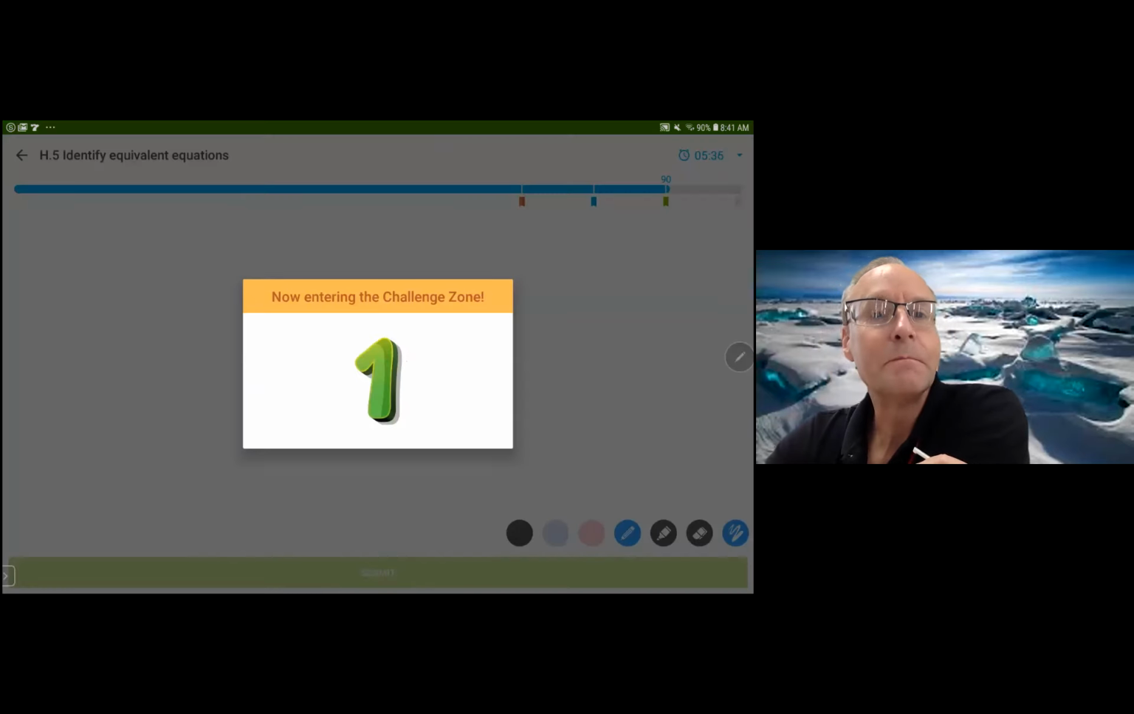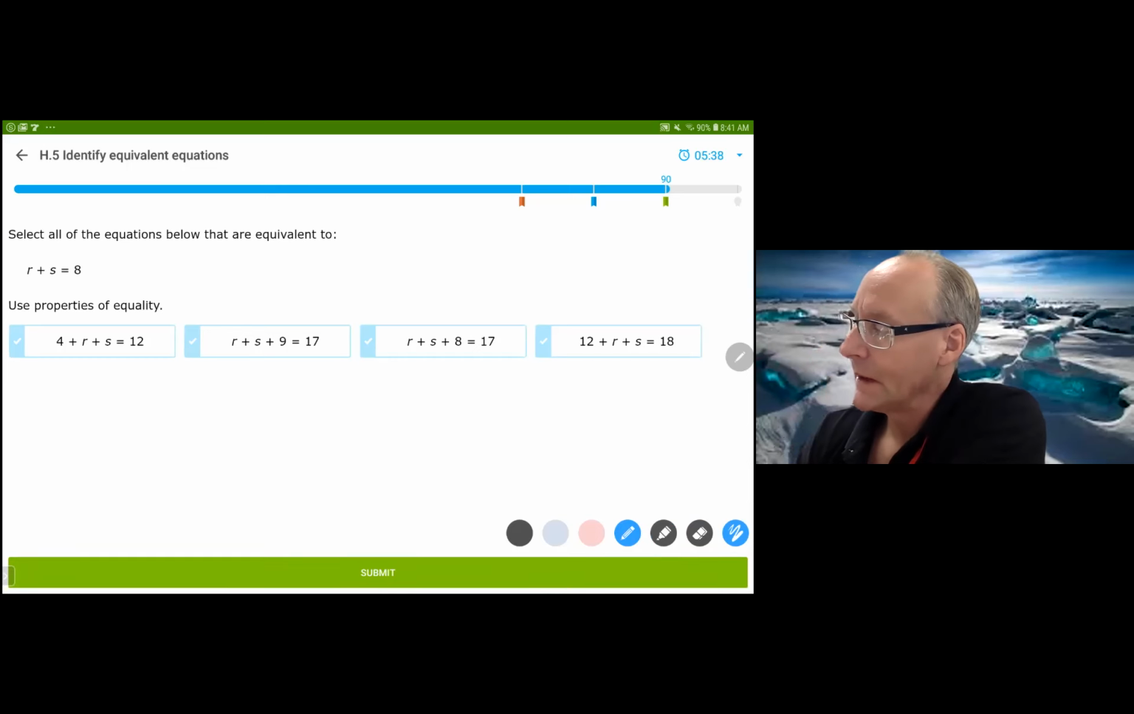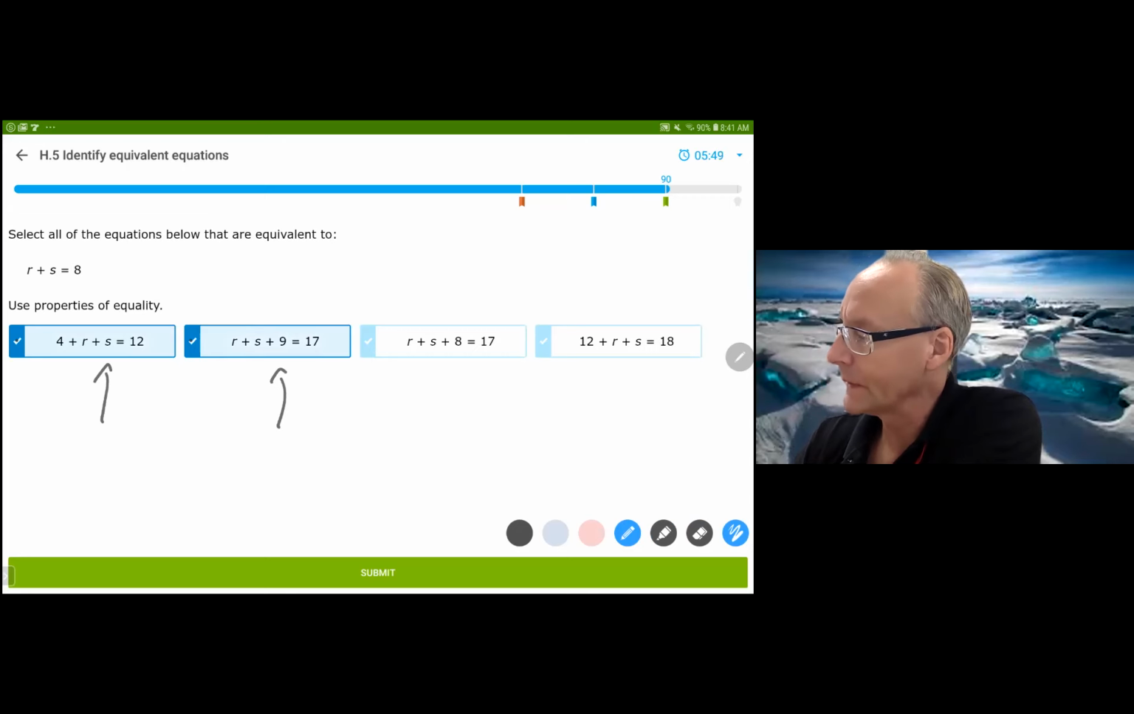And we're almost done. This one's going pretty quickly. All right, so we added 4 to the left and 4 to the right. In this one, we added 9 to both sides. Yes, we did. In this one, we added 8 to the left, but we added 9 to the right. And in this one, we added 12 to one side, but only 10 to the other side. So it's only the first 2.